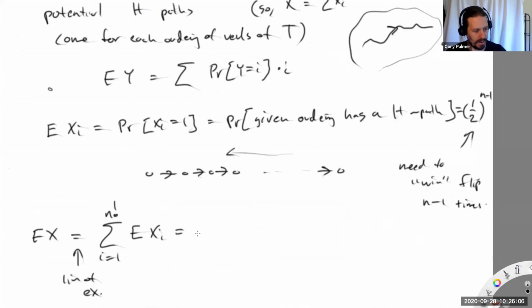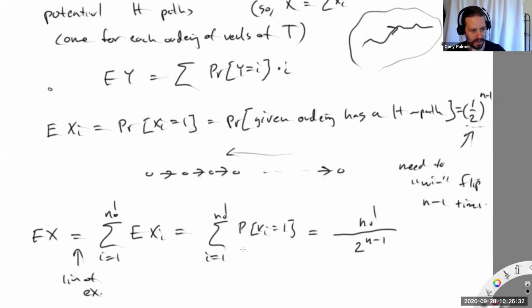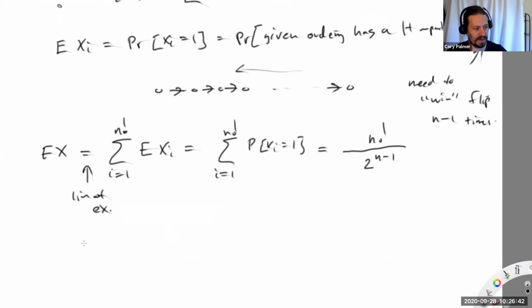Then we pointed out that the expectation of an indicator variable xi is simply the probability that xi equals 1. And we computed the probability that xi equals 1. That was this quantity here, 1 over 2 to the n minus 1. So then I'll just write out the solution here. Each of these terms inside the sum is 1 over 2 to the n minus 1, and there's n factorial terms in the sum, all of which are identical. So the answer is this thing here. And that's basically the end of the proof.